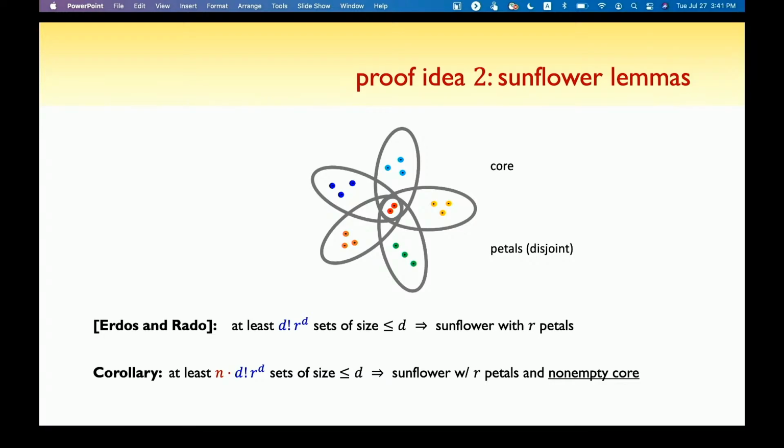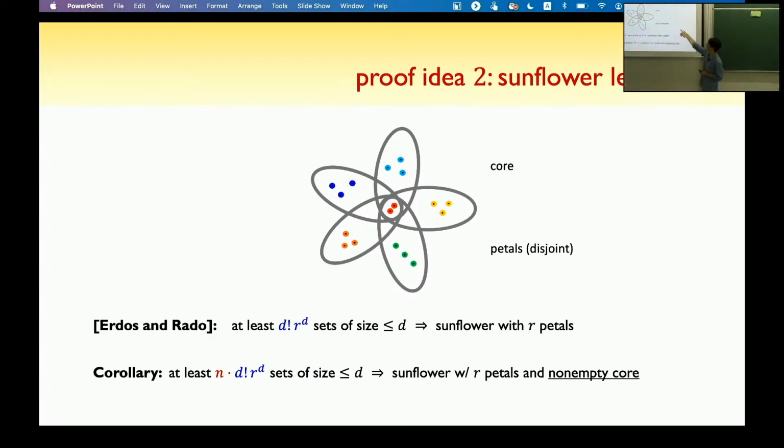A sunflower is a collection of sets where each pairwise intersection is the same. So there are 5 sets in this sunflower, where for each pair of sets, their intersection is exactly these 2 red vertices in the middle. These 2 red vertices are called the core, and for each set, the set minus the core is called the petal.